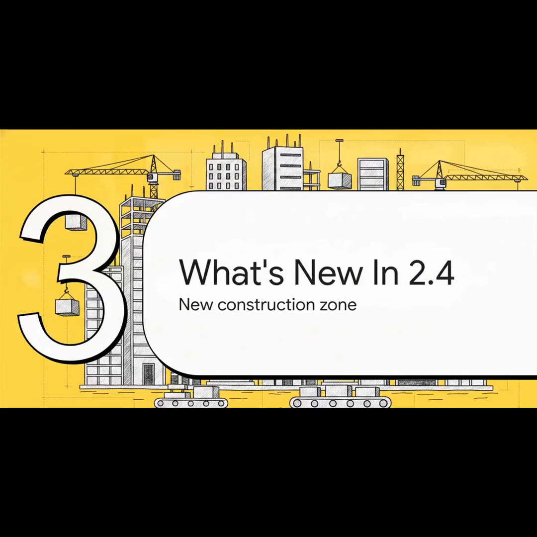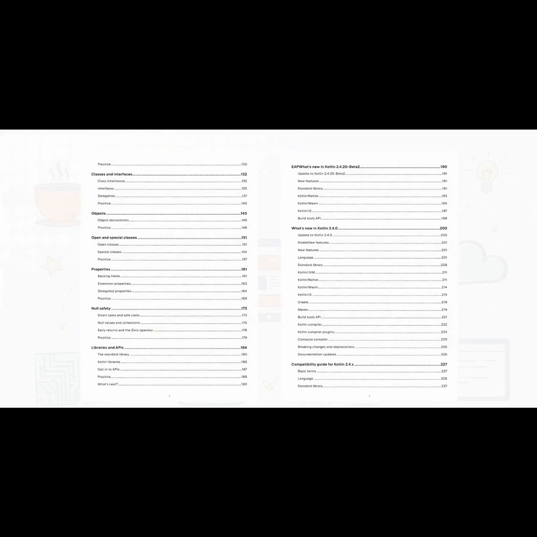Okay, Section 3, what's new in 2.4, our new construction zone. The Kotlin team definitely hasn't been resting on their laurels. Version 2.4 brings some massive expansions to the city limits. Now, what's really interesting here is the sheer volume of updates dedicated just to this one version release. It's kind of staggering. If you look at these table of contents pages side by side starting right around page 200, you just see page after page meticulously outlining the stable new features in 2.4.0. It is a huge release that touches pretty much every single corner of the language.